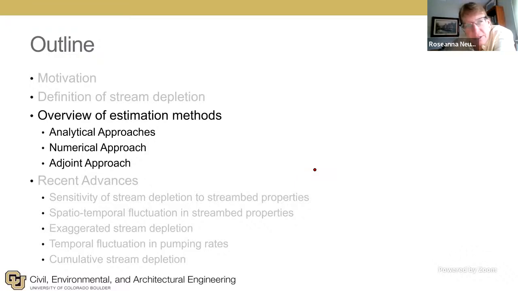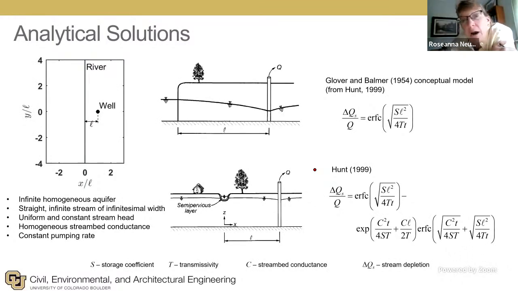So there are several ways to estimate stream depletion. There are some analytical solutions. Actually, there are many analytical solutions. There's a numerical approach that can be done regardless of the geometry. The analytical solutions all require special assumptions. And then the adjoint approach, which has a different point of view, and that's what a lot of my work is based on. But I'll go through each of these just to give you the flavor of what they are, and then we'll move on to the advances. So there are two really common analytical expressions for stream depletion.